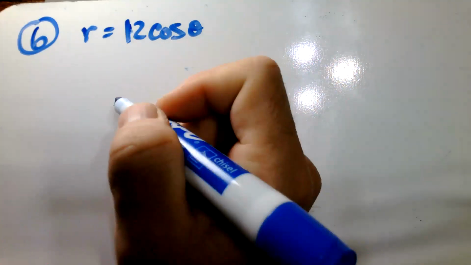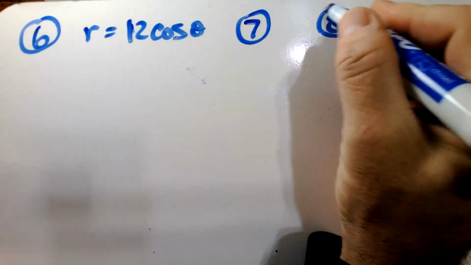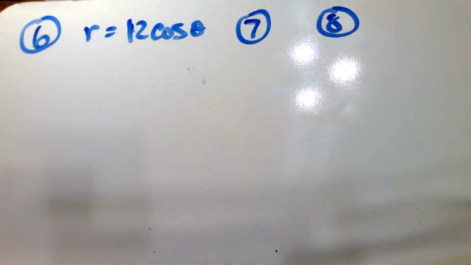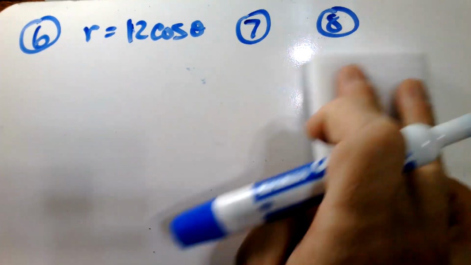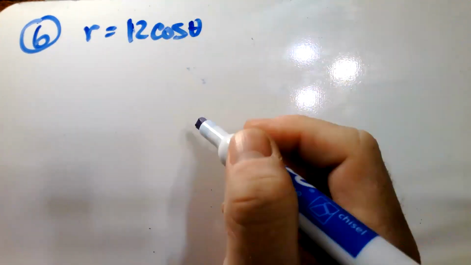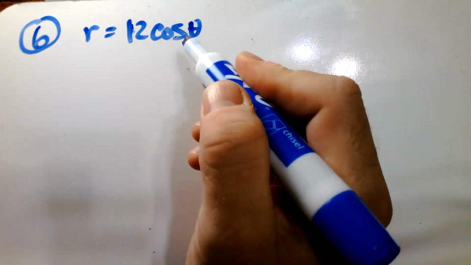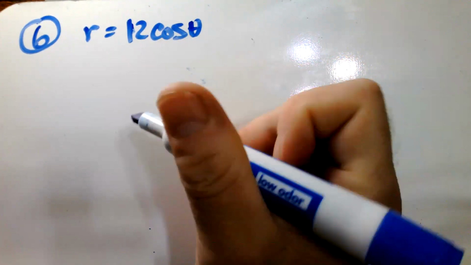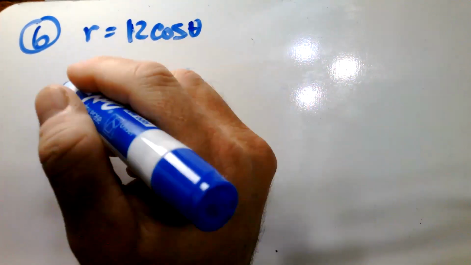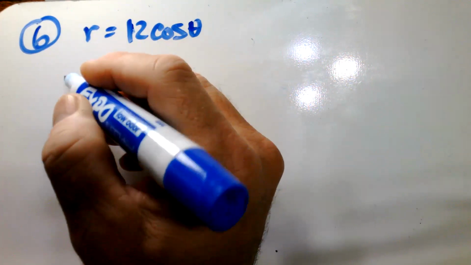All right. In this example, we're going to do example 6, example 7, and example 8 all together. We'll just kind of space them out and link them in the notes. All right. So in the first one, we have cosine of theta times 12 is equal to our radius. And we want to find the area of this circle.